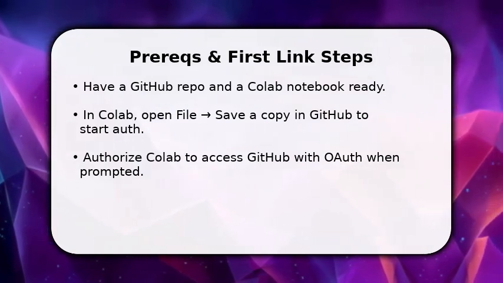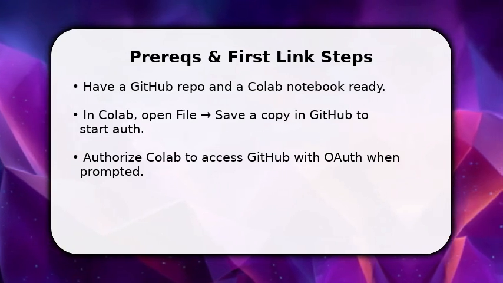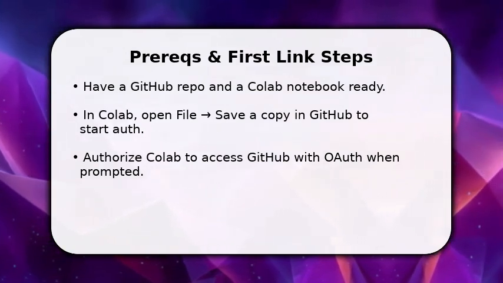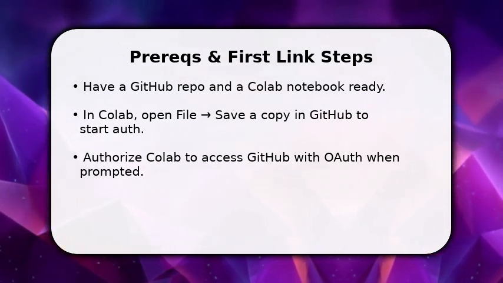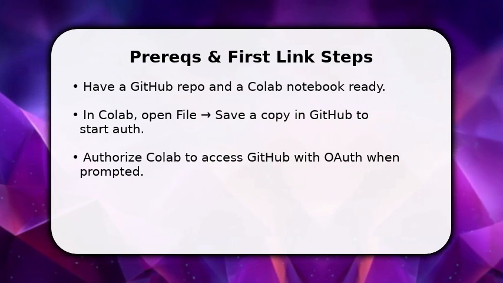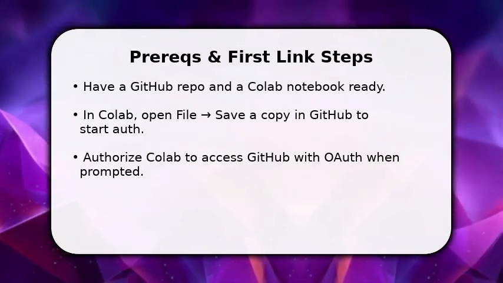You will be prompted to authorize Colab's OAuth access. Accept scopes that allow repo rights if you want saving. Make sure you select the correct repo and branch in the dialog. This immediate action starts the persistent link between Colab and GitHub.